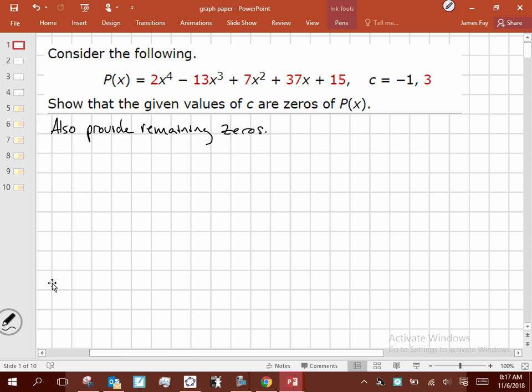It says consider the following P of X, and then it tells you that C equals negative 1, 3. It's asking you to show that those are zeros of P of X. There's two ways of doing this, okay?